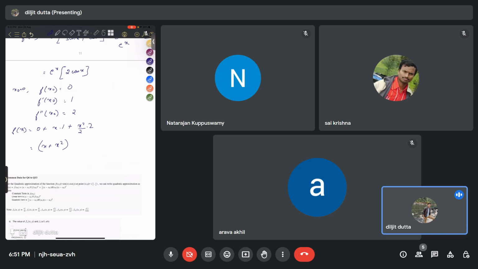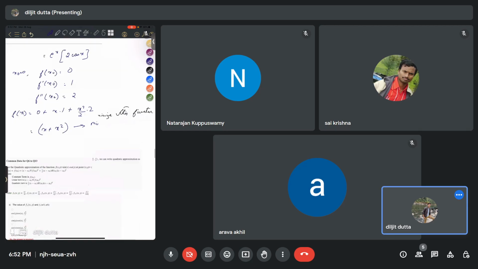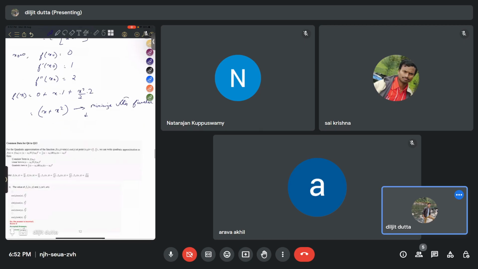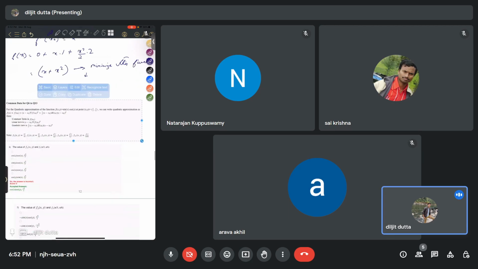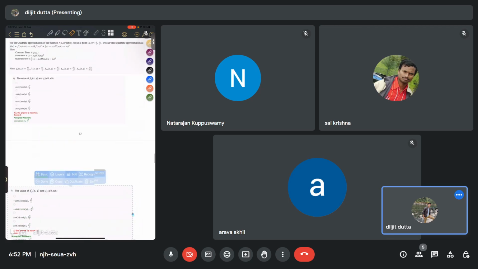Now, if we have to do the further steps, what do we do? We minimize this function. You minimize this function and you get the solution by using Newton's method, or you can also use the conjugate gradient method. We can use any of the methods and then proceed to the next step. So we will be solving one question in detail regarding the approximation. These questions are based on that one.